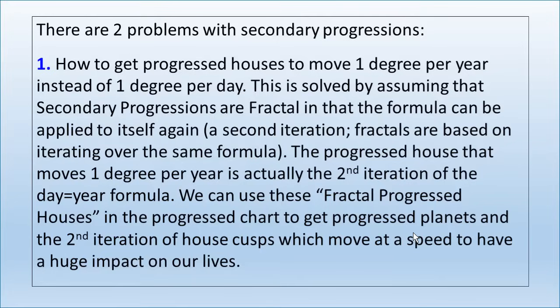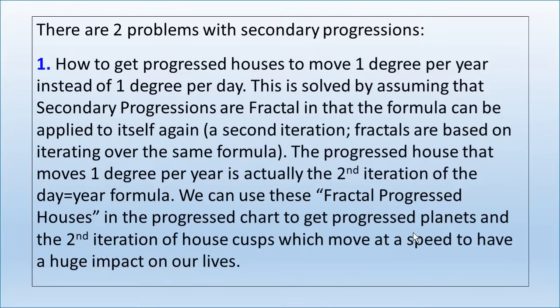We do it twice, and there we go. So I believe that the progressed houses that move 1 degree a year is the next fractal level of day equals a year. And it's convenient to put that next fractal level, applying day equals a year twice, as your progressed houses, because then you get the very powerful houses moving 1 degree a year.